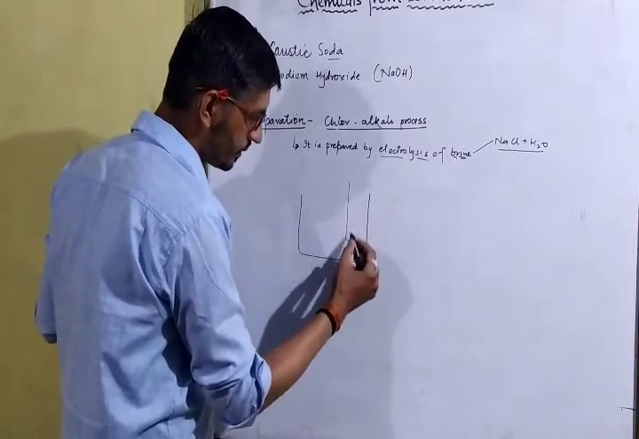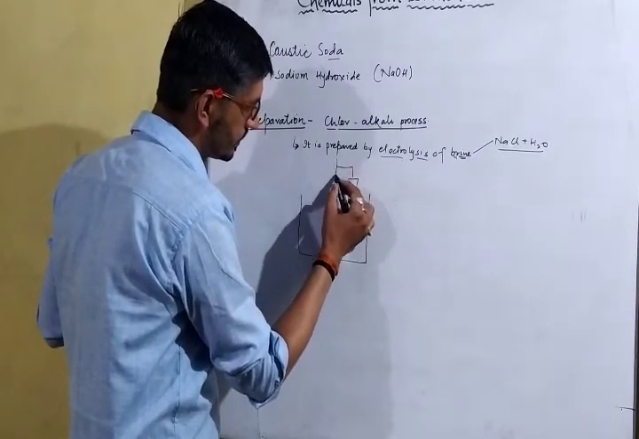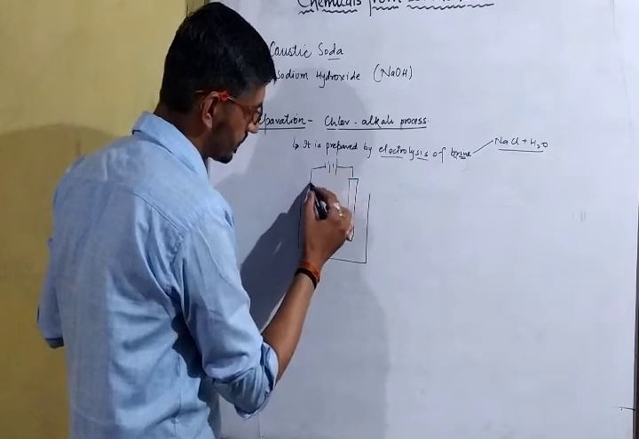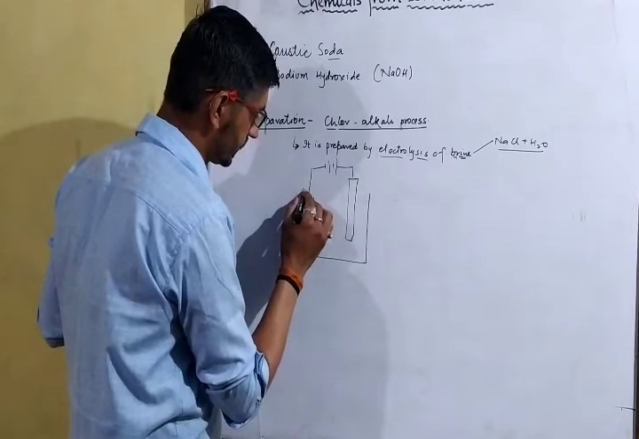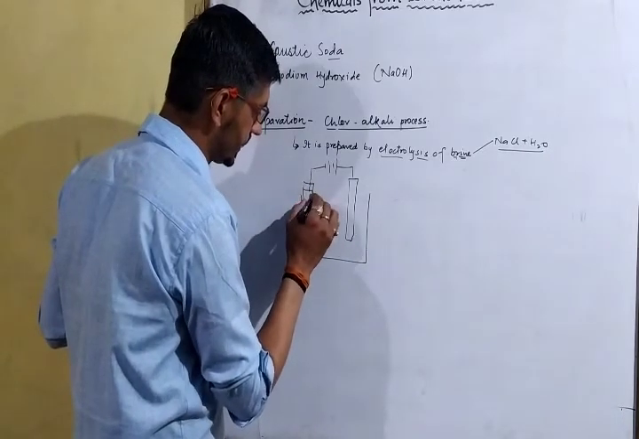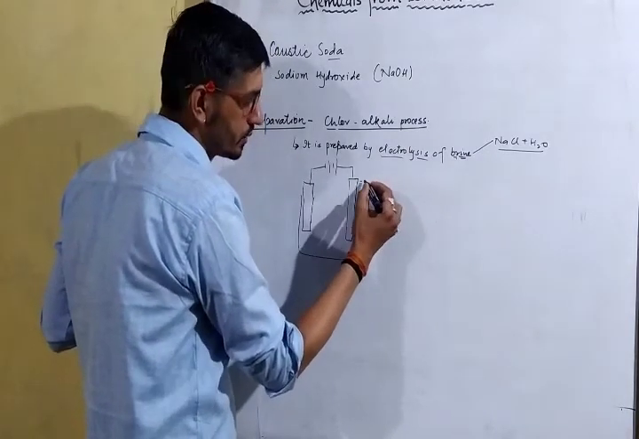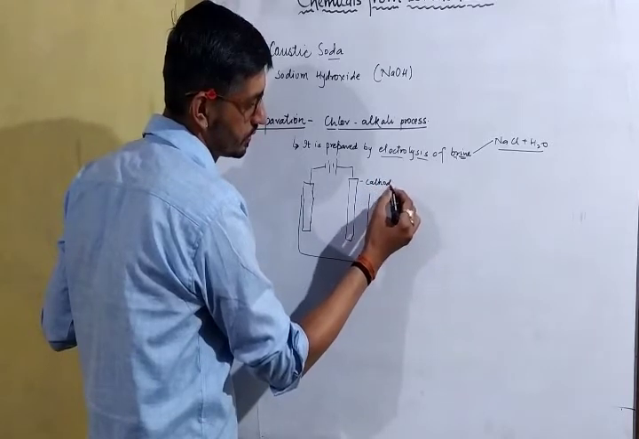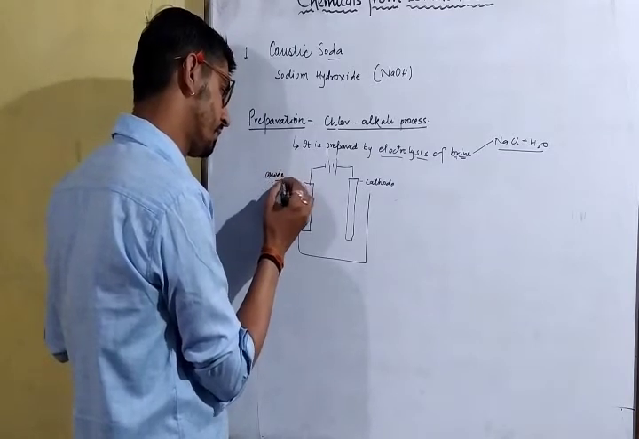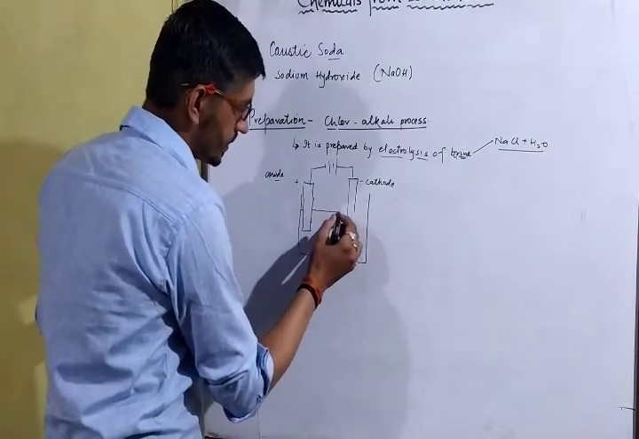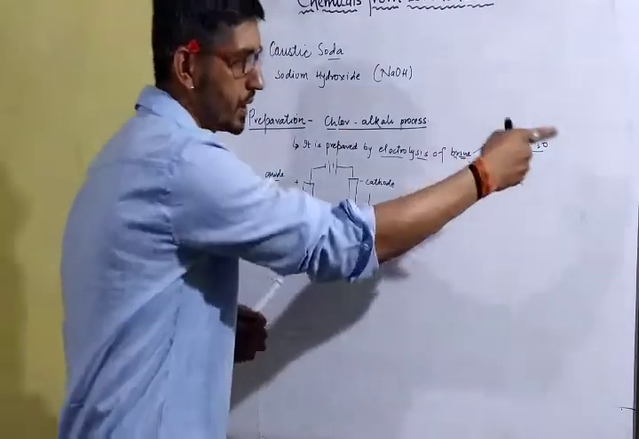So one electrode will be acting as cathode, and one will act as anode. The negative electrode is known as cathode, and the positive will act as anode. And brine solution is inside it. Brine has been put inside it, that means NaCl plus H2O.